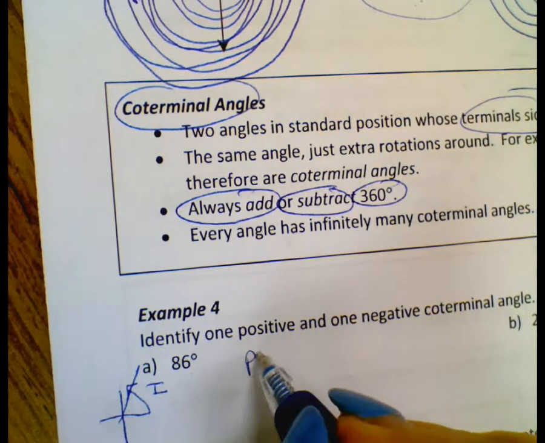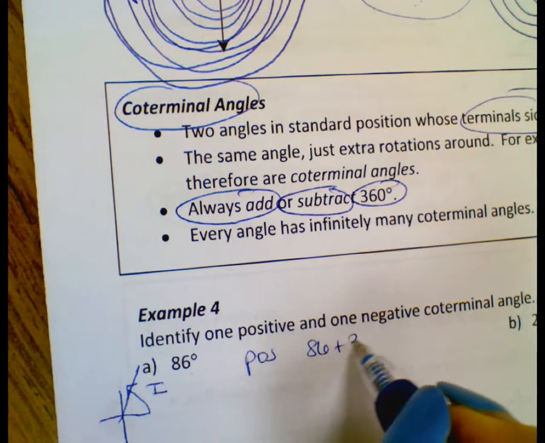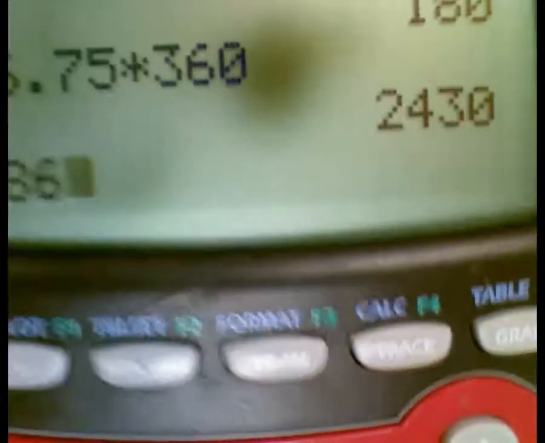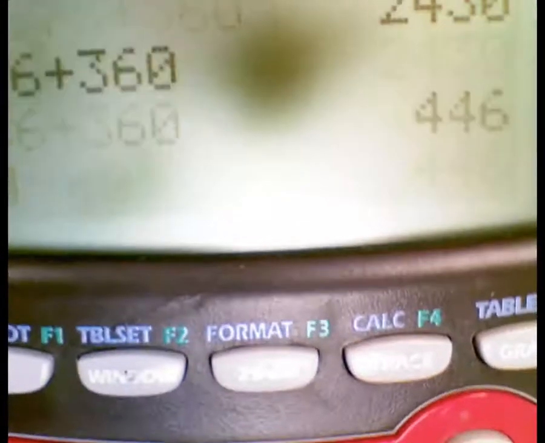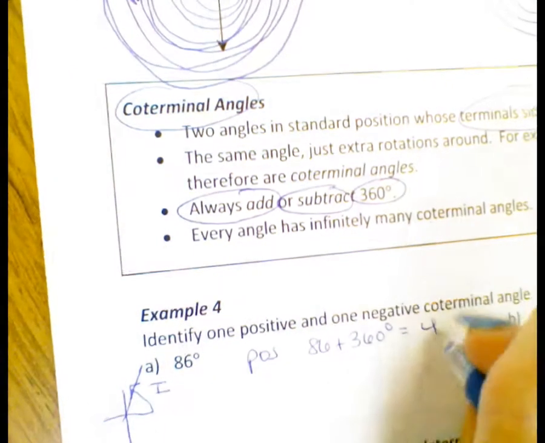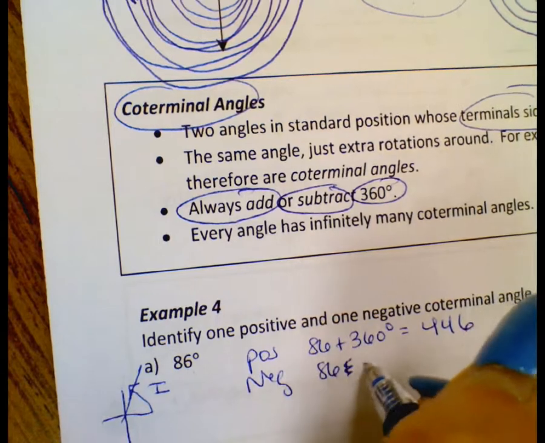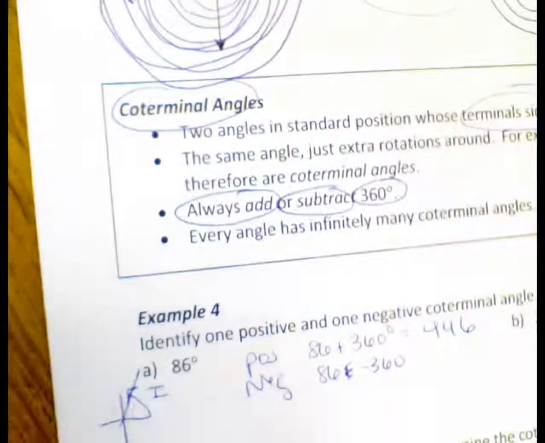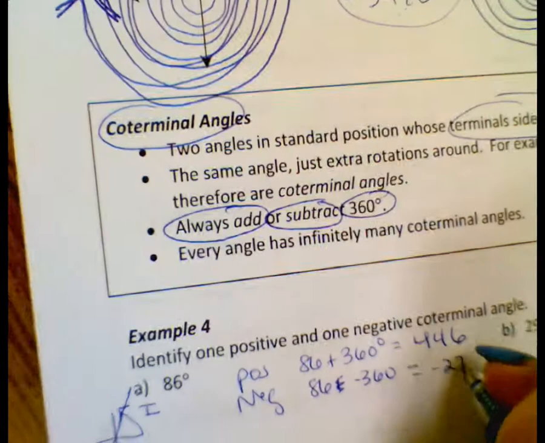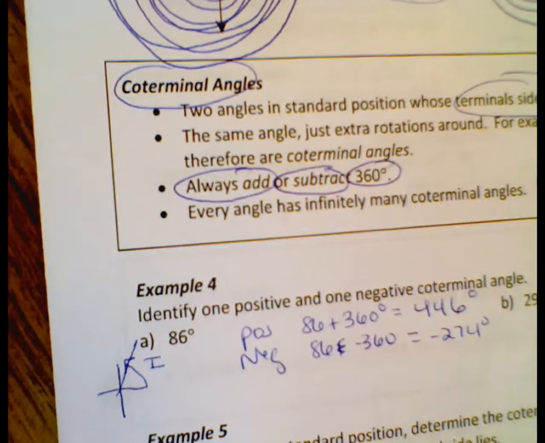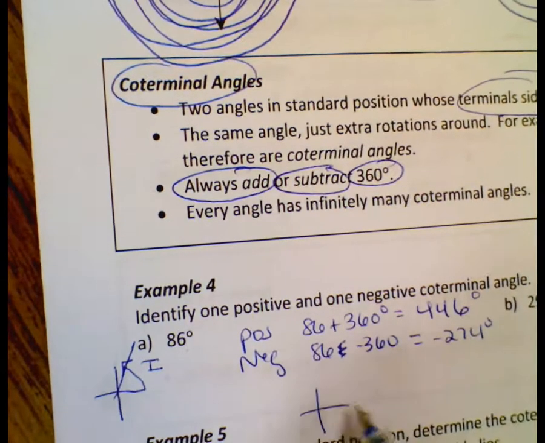So the positive angle would be 86 plus 360, which if you punch that in your calculator, you get 446. And the negative angle is 86 minus 360, which is negative 274. 446 and negative 274.